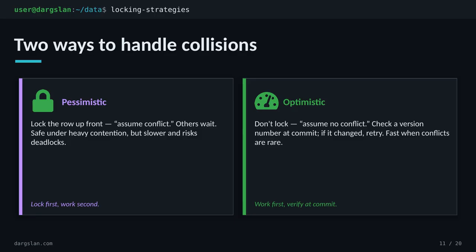So when collisions do happen, the database basically has two philosophies for dealing with them. Pessimistic locking assumes a fight is coming. It grabs the row up front, makes everyone else wait, and trades throughput for safety. Optimistic locking bets the other way. Just do the work, and at commit time, check whether a version number changed. If it did, retry. Lock first and work second versus work first and verify at commit. Same goal. Very different temperament.